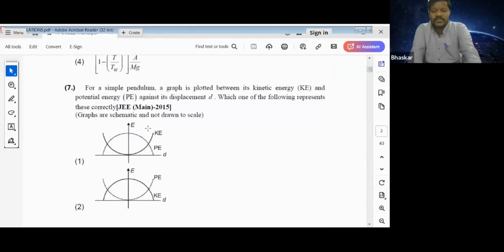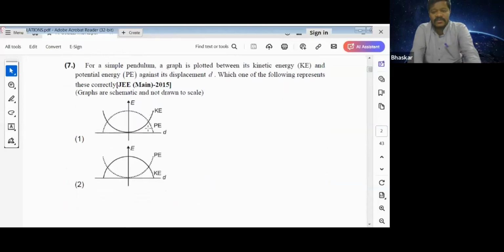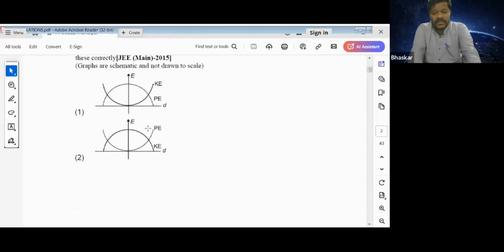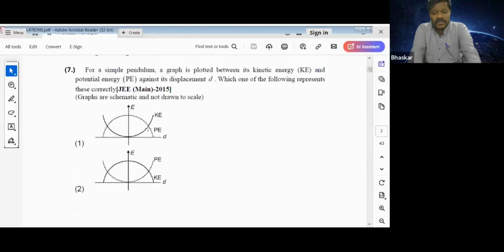27th problem, there is a simple pendulum. The graph is plotted between its kinetic energy and potential energies. Then which of the following represents correctly? So the kinetic energy and potential energies, you see, option 1 is wrong. As you know, the kinetic energy should not be like U shape. It should be inverse, right?